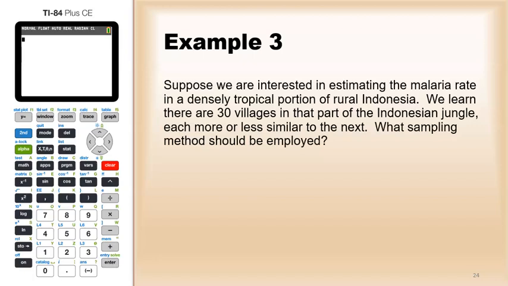Alright. Suppose we're interested in estimating the malaria rate in a densely tropical portion of rural Indonesia. We learned there are 30 villages in that part of the Indonesian jungle, each more or less similar to the next. So what sampling method should be employed? Well, if we use simple random sampling, we would likely have to go to all 30 villages. And with stratified, it's not really clear how to break this up into groups. These different towns are more like clusters. So since all the villages are more or less like each other, it would make sense to just pick some of the villages and sample from them.